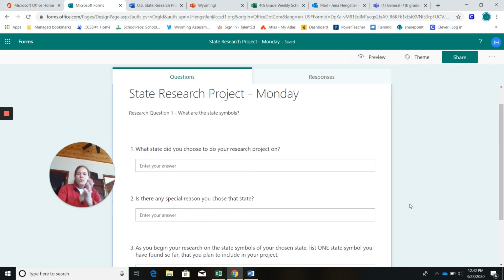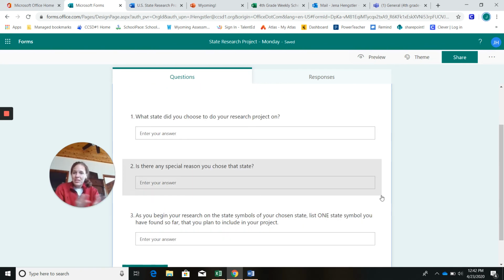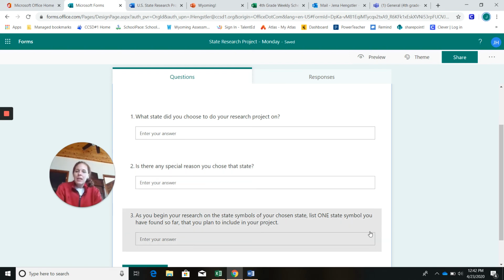So question 1 is, what state did you choose? So that's the first thing you need to decide on today, is which state you're going to do your research project on. Question 2 is, we're interested to know why you chose that state. So if there's any special reason why you were interested in researching that state more, then share that with us. And then question 3, as you begin your research on the state symbols of your chosen state, we want you to list one state symbol that you found so far.